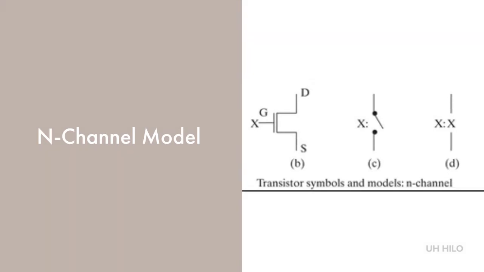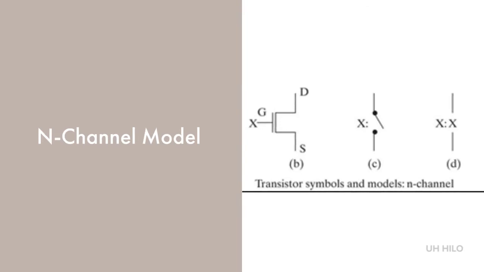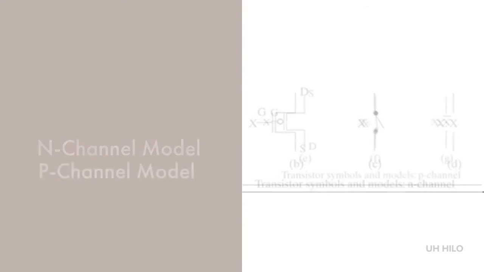Since we're looking at logic behavior, this control voltage is represented on the symbol by the input variable X on the gate terminal. For an N-channel transistor, the contact is open for the input variable X equal to 0 and closed for the input variable X equal to 1. Such a contact is traditionally referred to as being normally open, that is, open without a positive voltage applied to activate or close it. Now let's look at the P-channel version.